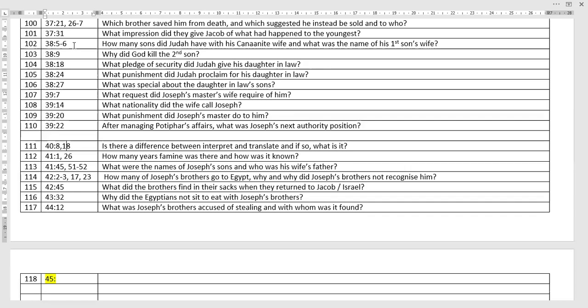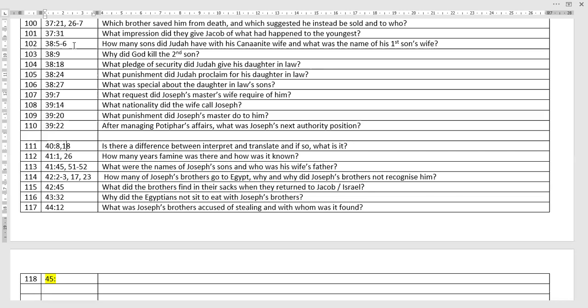Interpret, you read a story, the baker and the butler, they both told a story and everyone understood the story, but not everyone can interpret what it means. And we see the same way when the king had his dream, all the magicians heard the story, but they couldn't interpret it to explain what it means.